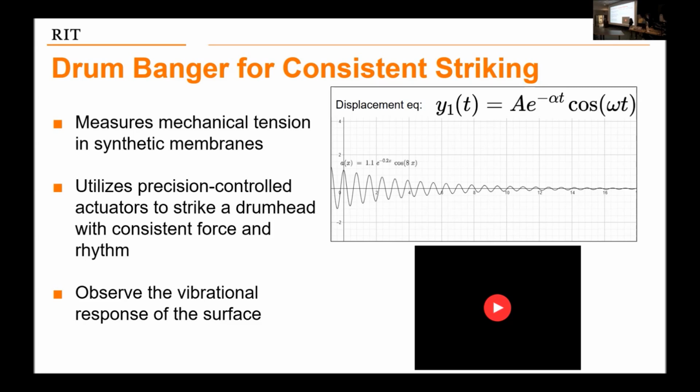And what we did was basically make a bunch of things. We utilized actuators to be able to have the drum head go with consistent force and rhythm. And the way the code works is that it can be modified to fit different drumming styles in order to measure the different ways that the drum can go against the drum stick. And through that, we can observe the vibrational response of the surface and use that to measure the displacement and see how these play styles are going to affect it.